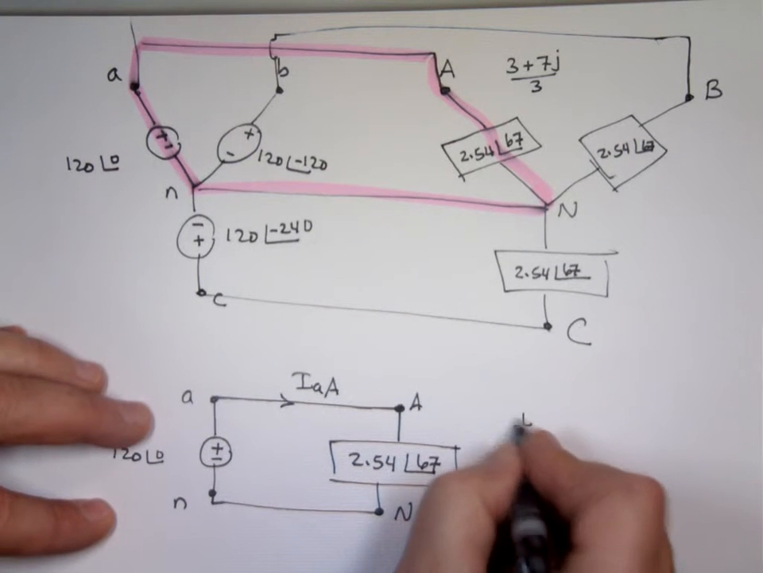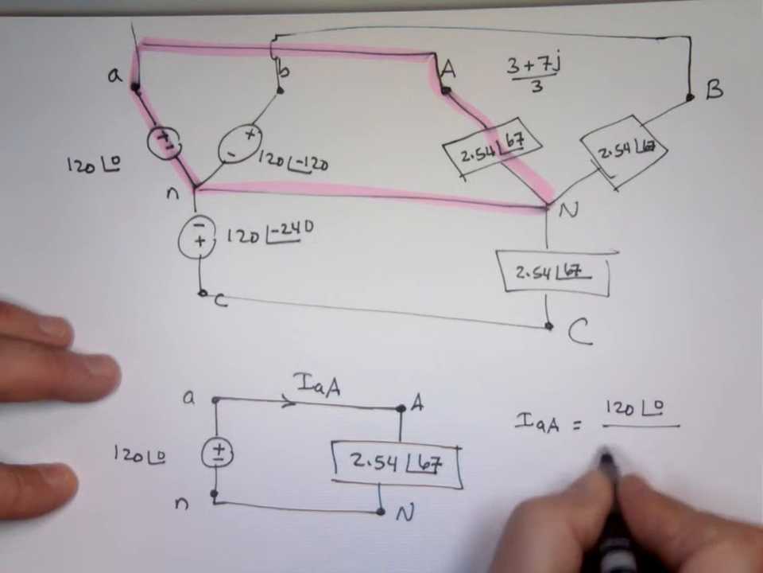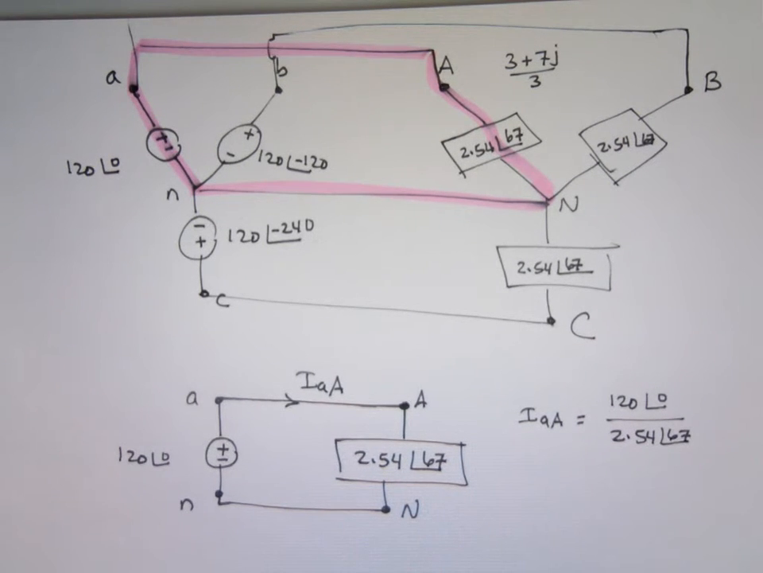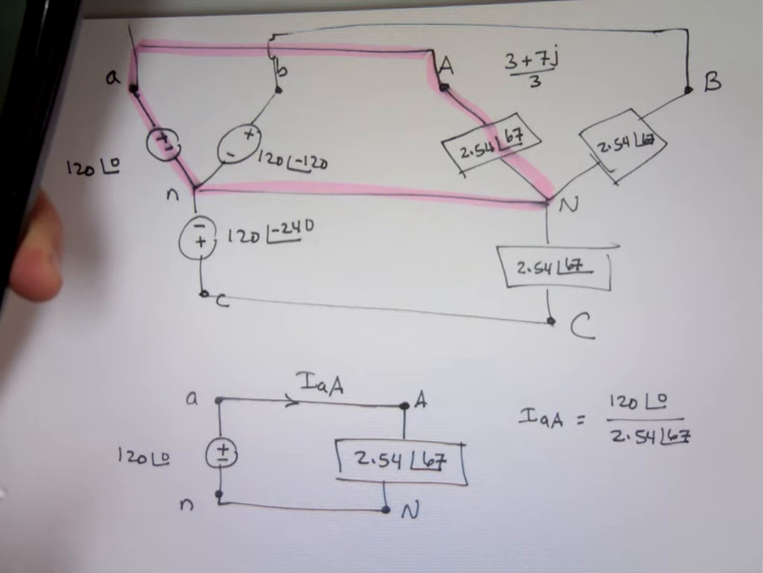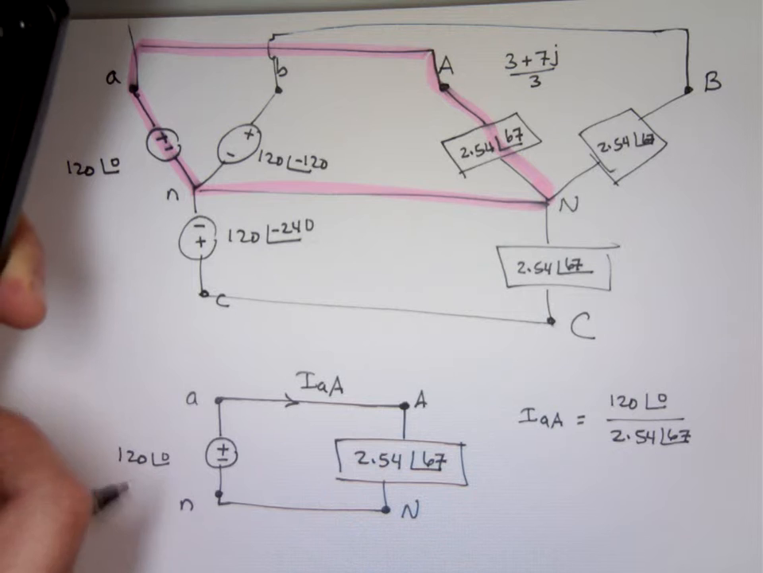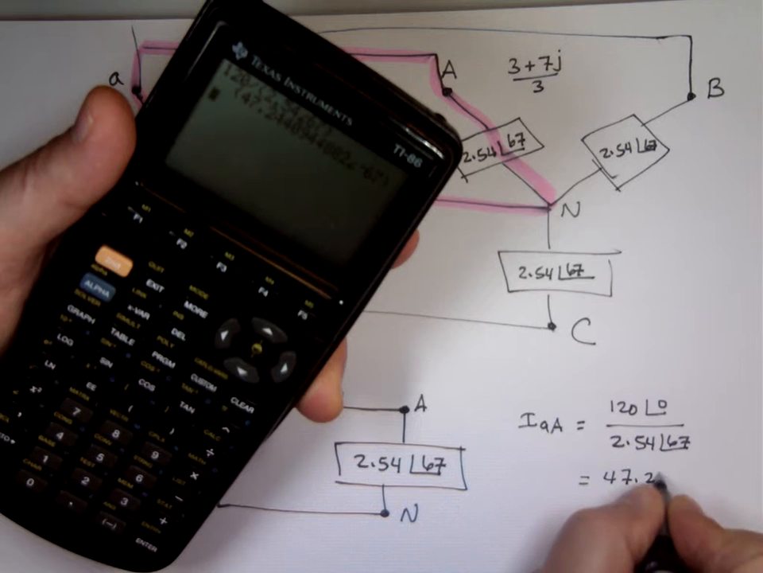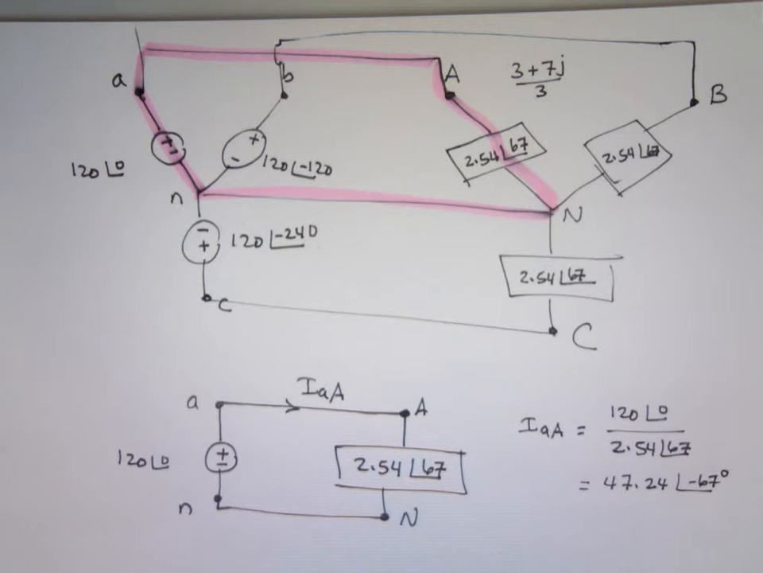I sub AA is going to equal 120 angle 0 divided by 2.54 angle 67 degrees. And the current is 47.24 angle negative 67 degrees. And I know what I sub CC and I sub BB.